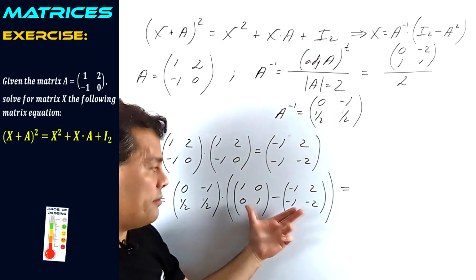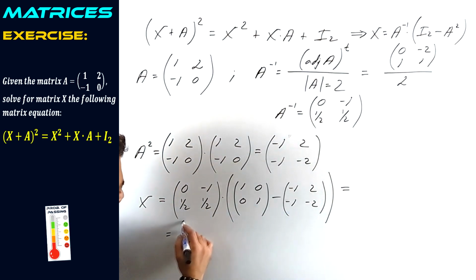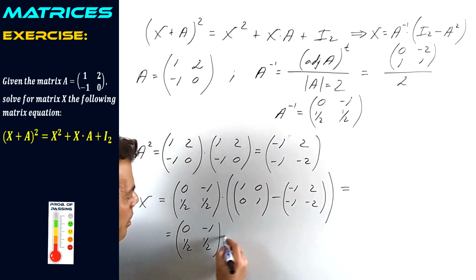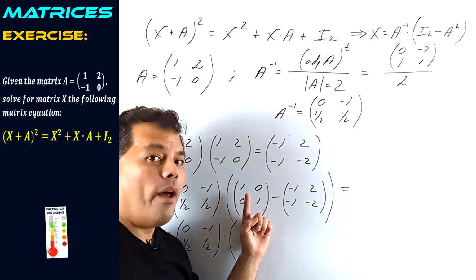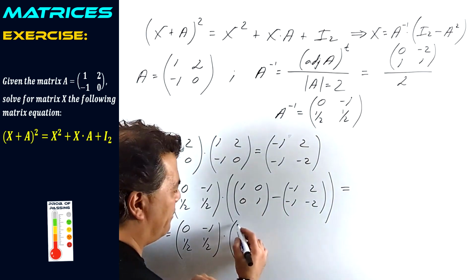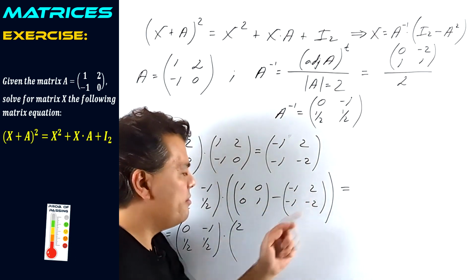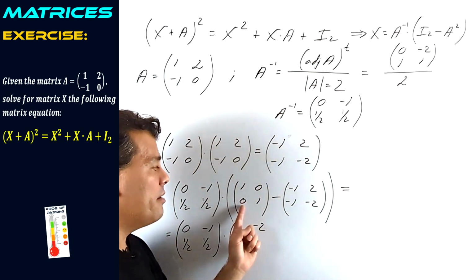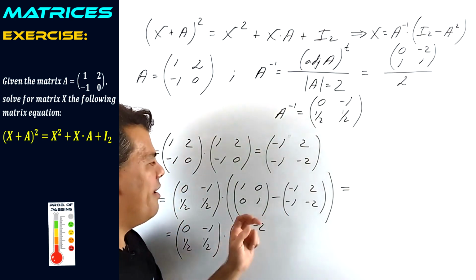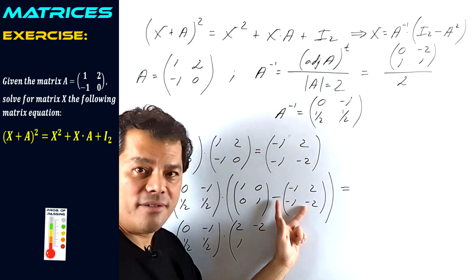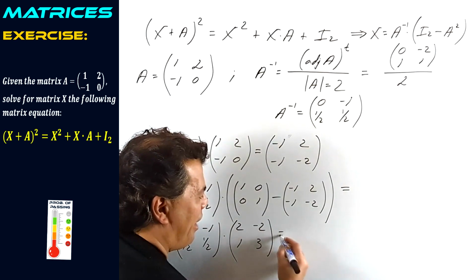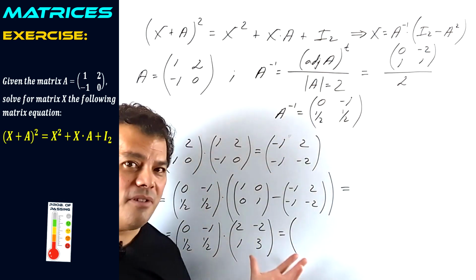Let's subtract these two matrices, and we have 0, -1, 1/2, and 1/2, multiplying 1 minus -1 is 1 plus 1, 2. 0 minus 2, -2. 0 minus -1 is 0 plus 1, 1. And 1 minus -2 is 1 plus 2, that is 3. And there you have the solution of this equation.